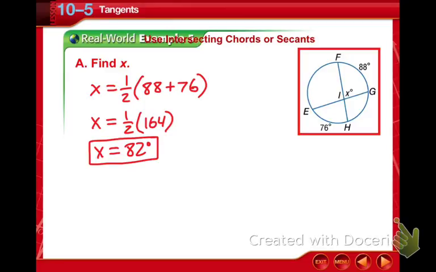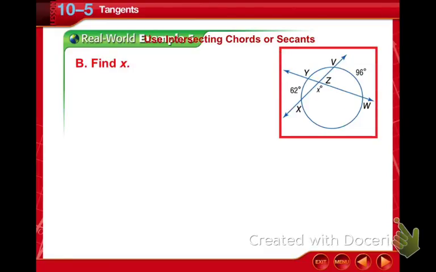All right? So we got two more examples of this exact theorem still. So we'll keep going. So here's our next one. Same idea. However, we don't know the arcs that are actually intercepted by the angle we're trying to find, sorry. So what we are going to do is find the other angle first, and then that other angle should be supplementary with x. I'm going to call that angle y.